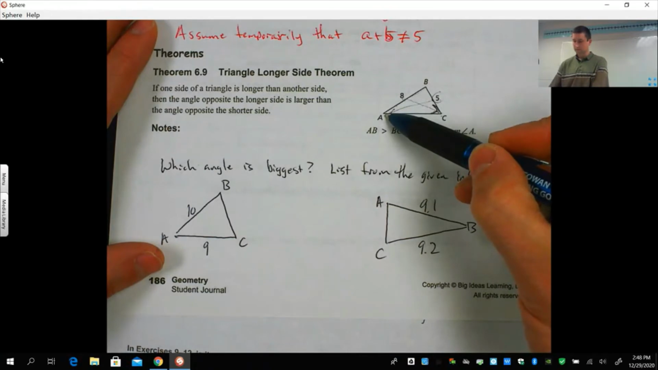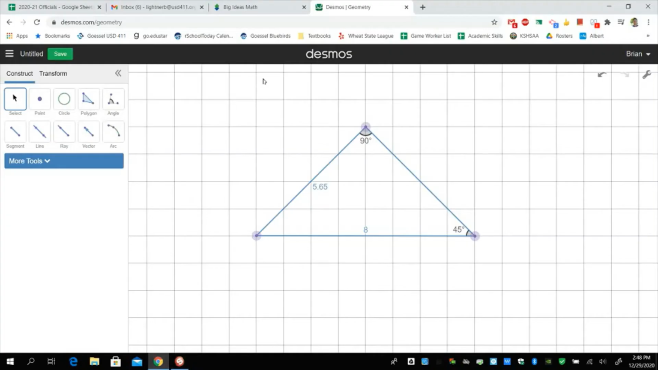Okay? If you look at a Desmos example here, these two lengths, here's an 8, here's a 5.65. The side opposite the 8 is a 90-degree angle. The side opposite of 5.65 is 45. That's a smaller one. Okay, that's going to hold true until it gets less than it. Now look, 4.6 is less than 5.65. So 53 is now less than 80. Okay, so the angles opposite the sides are in an inverse relationship to the sides. Or a direct relationship, direct relationship.